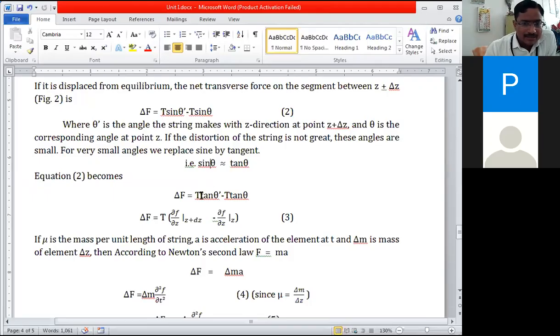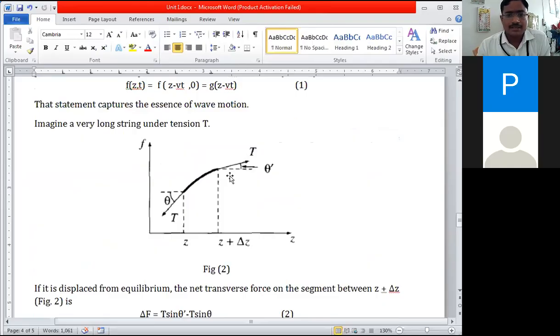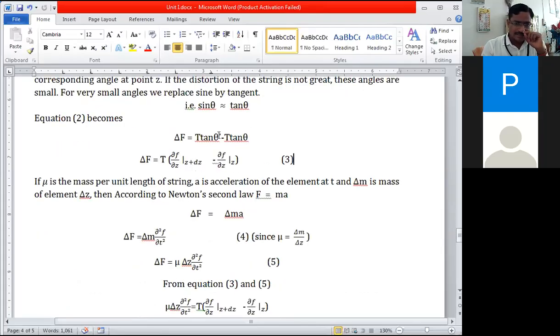Now we need to find tan. What is the value of tan? Taking the same equation with tension T, tan theta is the opposite side divided by the lateral side. For this angle, the opposite side is df, the change in f, and this is the lateral side, the change in z. This is dou f divided by dou z, and this happens at z plus delta z. So t tan theta dash, we termed it as t into dou f by dou z at z plus delta z.